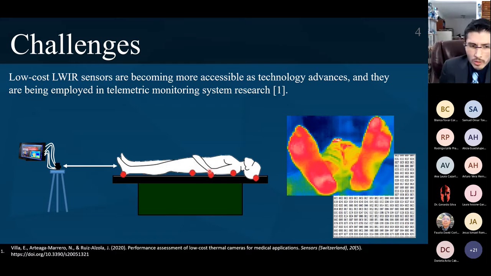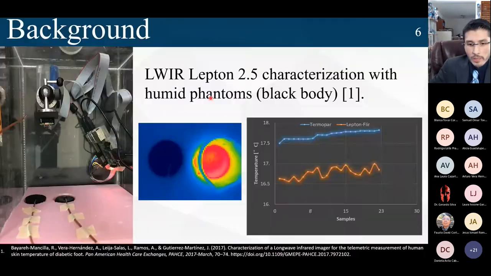So also as background of this research, for several years we have carried out the characterization of this kind of sensor that we have in our laboratory, also because we are employing it for a telemetric monitoring system. In 2017, we carried out our first characterization of this low-cost sensor, the Lepton 2.5 of the FLIR company, using humid phantoms, also known as black bodies, in a semi-controlled environment in this acrylic box, which we used as an infrared energy filter.